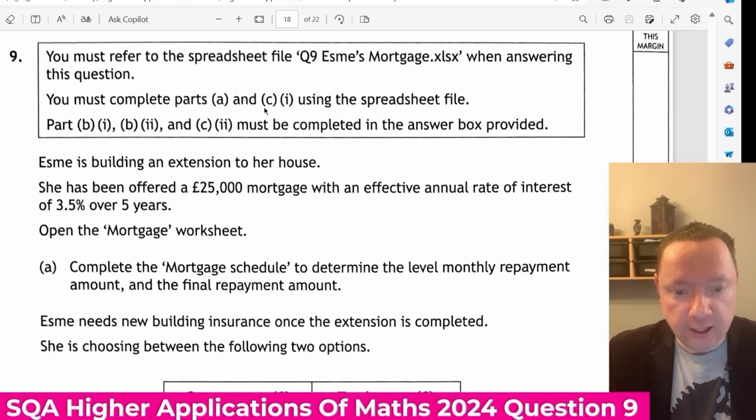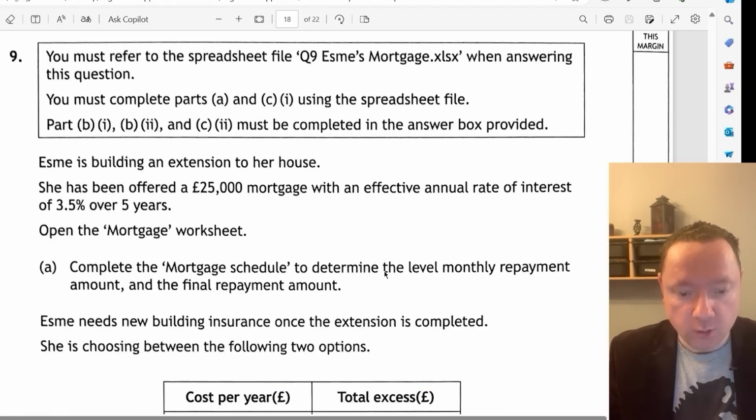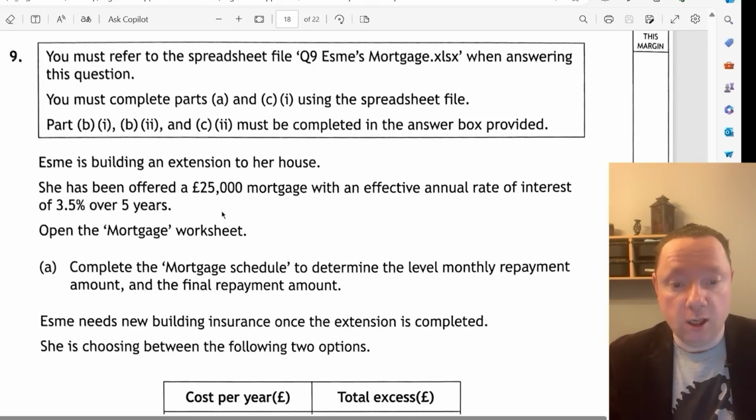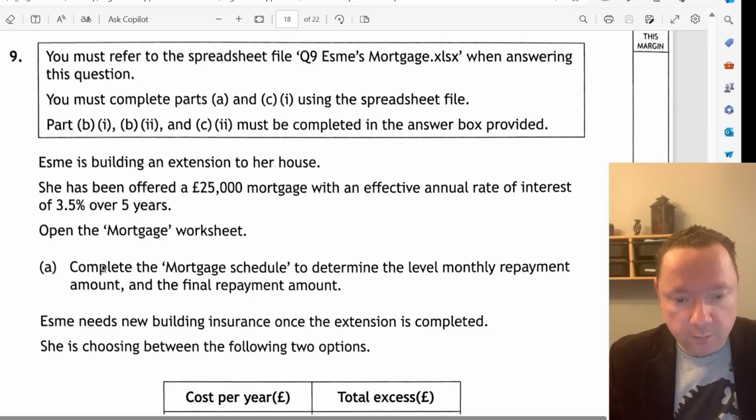Complete parts A and C and then complete it in the letterbox provided. Okay, Esme is building an extension to her house. She's been offered a £25,000 mortgage with an effective annual rate of interest of 3.5% over 5 years. Open the mortgage worksheet, complete the mortgage schedule to determine the level of monthly repayment amount and final repayment amount.